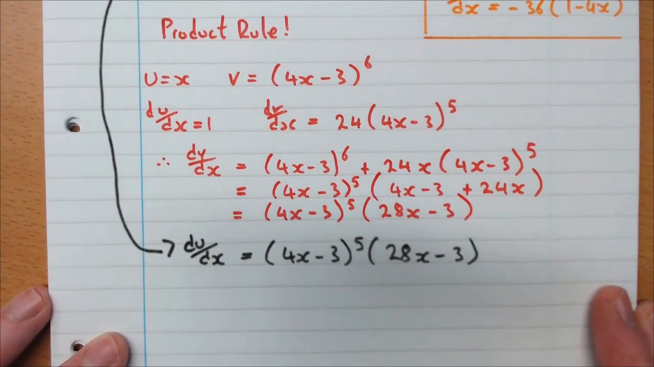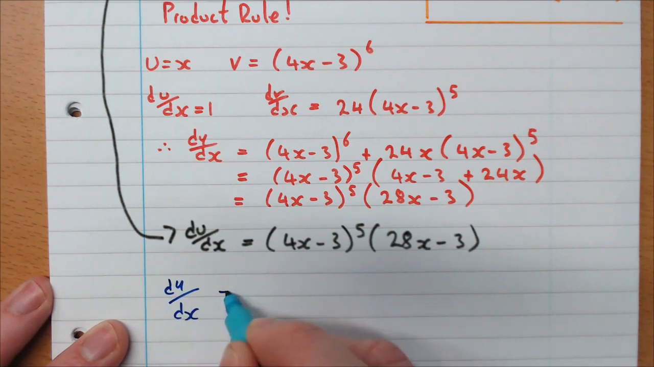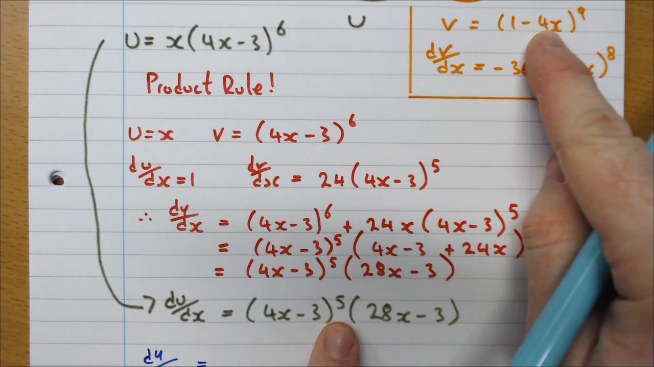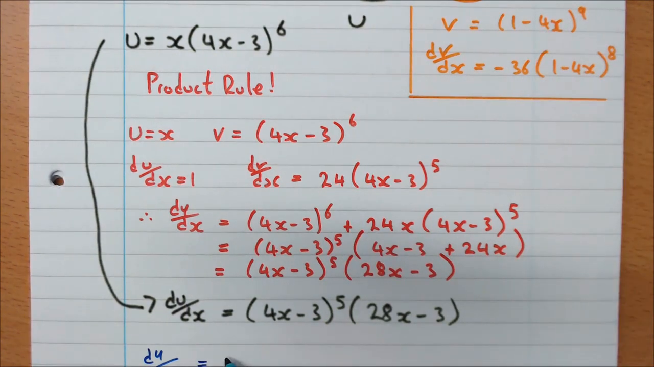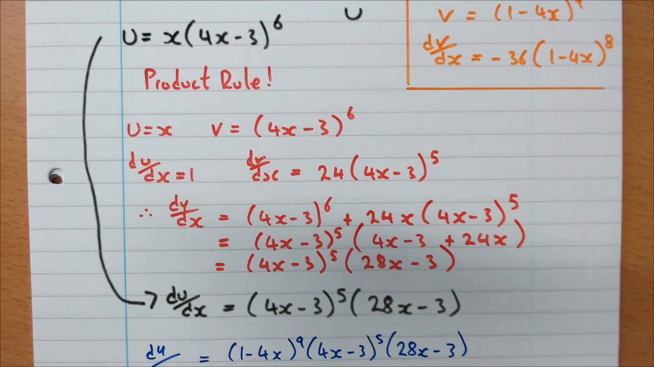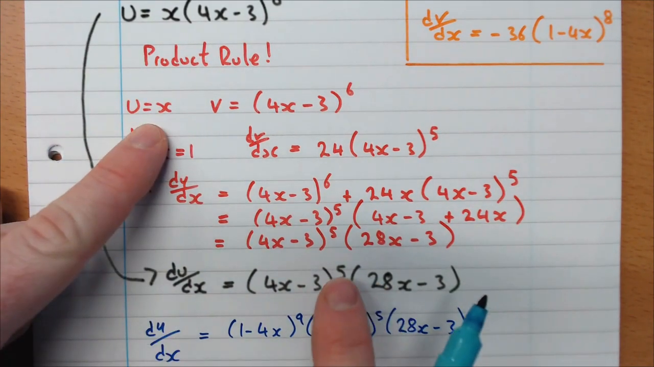So I'm going to write it in here at the bottom. I've run over a little bit and gone on to the next line here. So v du/dx, it's quite long. There's my v, there's my du/dx, put them together. So I put my v first. It doesn't really matter what order you put them in. (1 − 4x)^9 times my (4x − 3)^5 times my (28x − 3) plus u dv/dx, which are those ones put together.